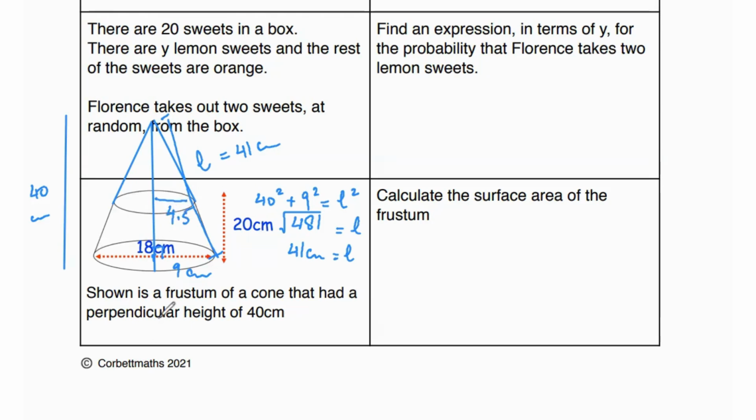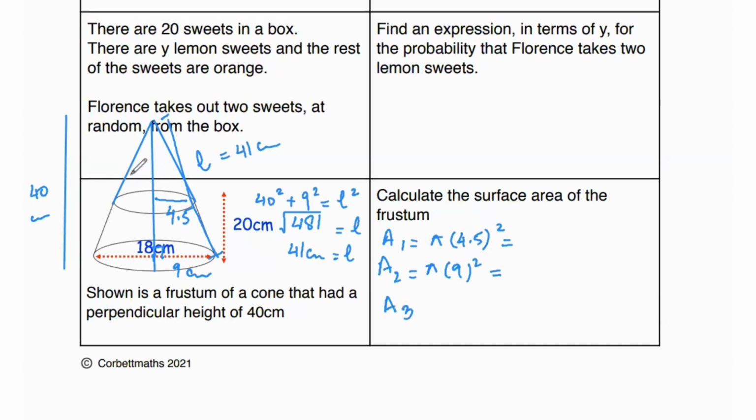So now that we know the radius of the top part, and we know the curved length of the cone, we're going to find the surface area of the entire frustum. As you can see, we have a top and we have a bottom base. So there's a circle on the top and a circle at the bottom, then we have this curved part. So A1 is going to be pi times 4.5 squared. This is the top part. A2 is going to be the bottom part, which is pi times 9 squared.